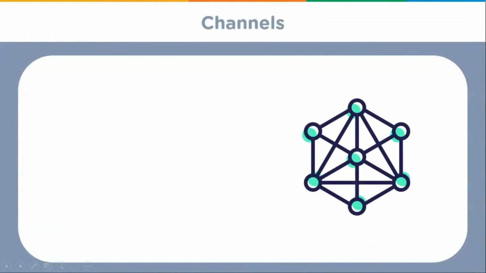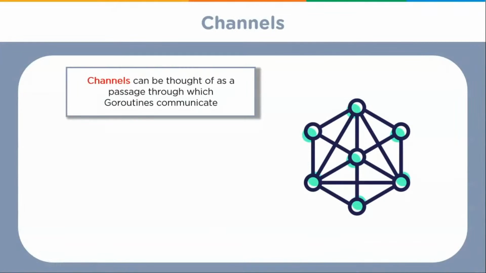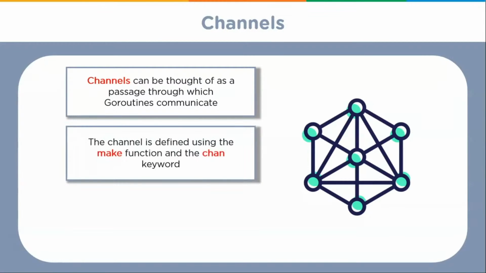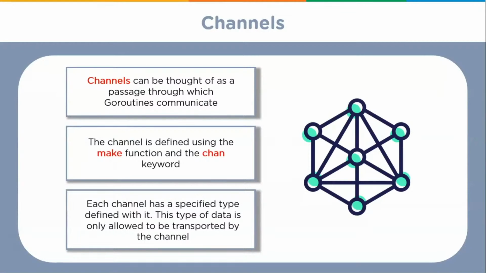Let's move to channels. Goroutines communicate with other elements through channels. Channels can be thought of as a passage through which goroutines communicate. The channel is defined using the make function and the chan keyword. Each channel has a specified type defined with it. This type of data is only allowed to be transported by the channel. The zero value of a channel is nil, and they are not of any use until defined. Channels are designed to prevent race conditions when accessing shared memory using goroutines.